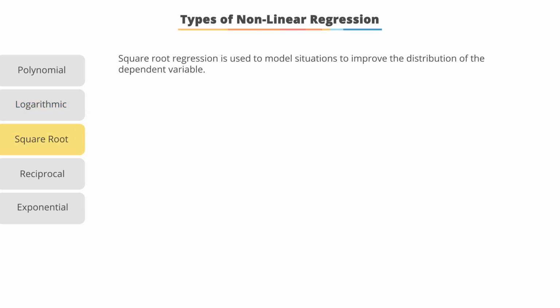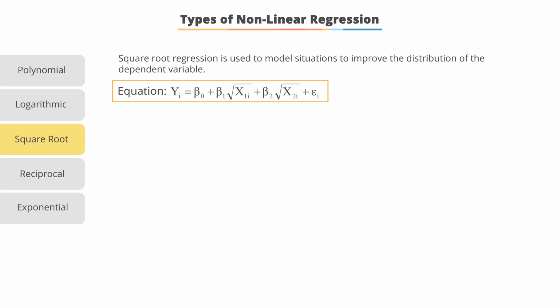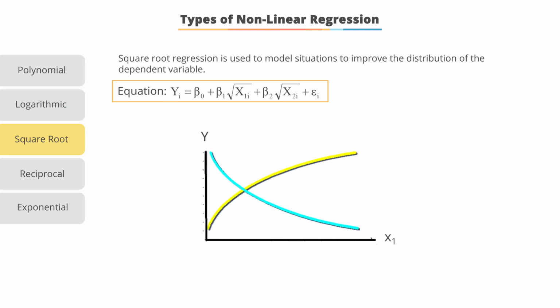We also may have a square root regression, and that's used to model situations to improve the distribution of the dependent variable. And here you see at b1, we have the square root function on x subscript 1, b2, the square root of x subscript 2. So what we're doing is taking the square root of the original variable to model it to better fit a line that's nonlinear in composition.